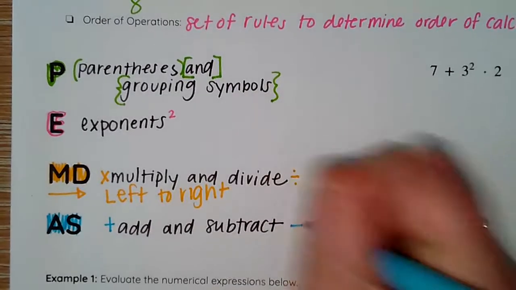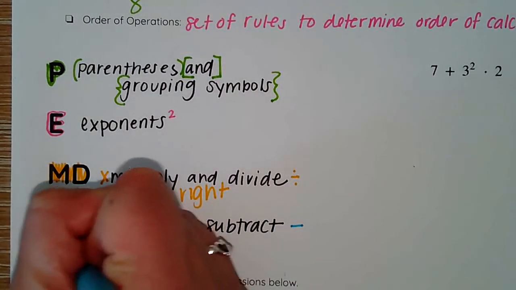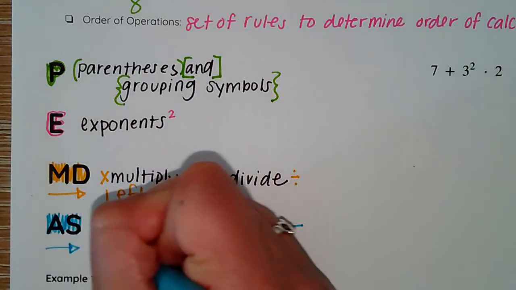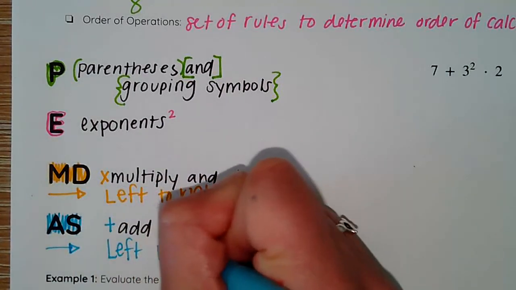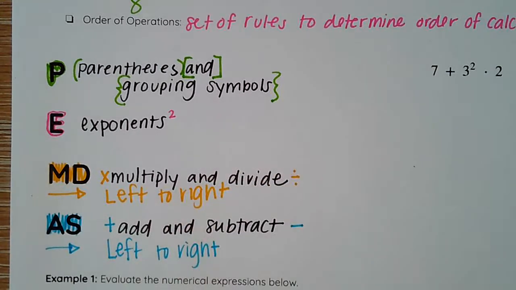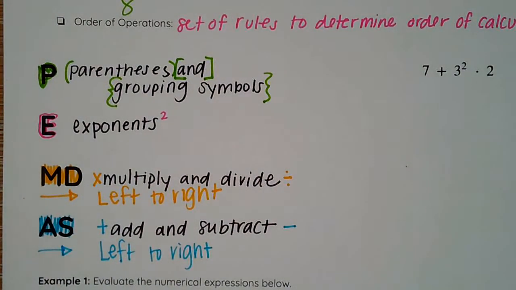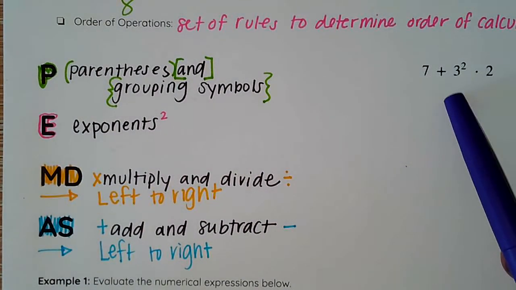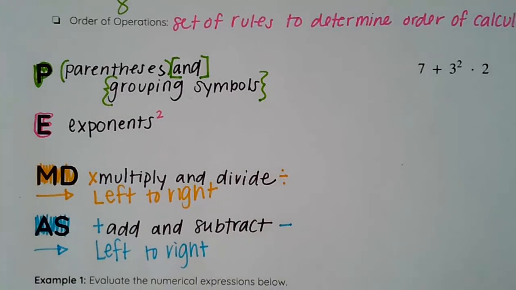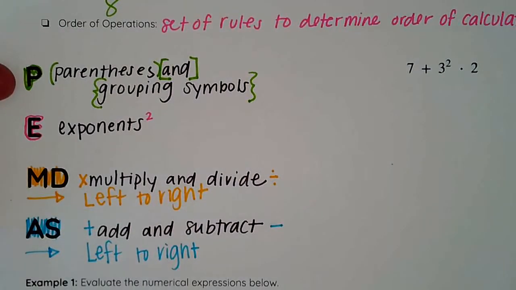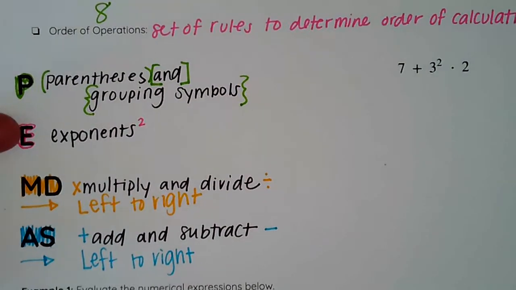Same thing as with multiplication and division. Adding does not always come first. We look at our expression left to right and we solve, or we evaluate that way. We evaluate the furthest left addition or subtraction. So let's do an example here together. I've got the numerical expression 7 plus 3 squared times 2. So I start with my parentheses. I go down my list. I don't have any parentheses here, so I skip that and move on to exponents.